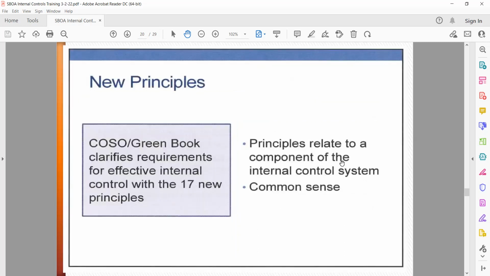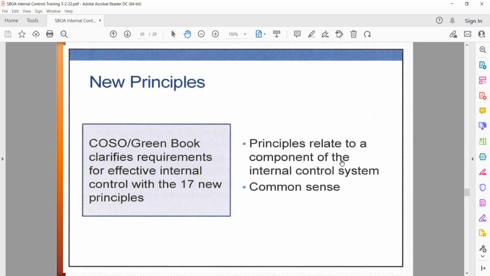New principles were established by the Committee of Sponsoring Organizations, or COSO, to clarify requirements of effective internal controls using 17 principles. These requirements are included in the Standards for Internal Control in Federal Government, otherwise known as the Green Book. Accordingly, the standards adopted by the State Board of Accounts were based on the conceptual framework. These 17 principles helped clarify and define the 5 components of internal control.